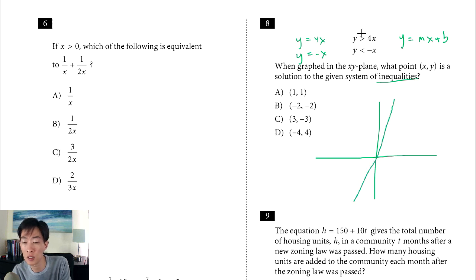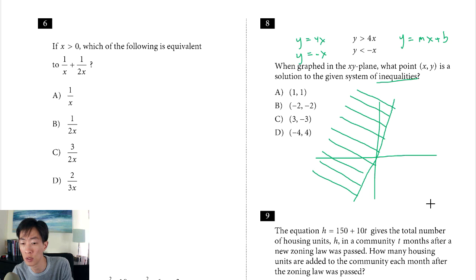Now here's the key. Since y is greater than 4x, we want to go in the upward direction. So the solution set to that inequality is going to be on this side because it says greater. Now let's do the same thing with the second equation. y equals -x. We know that this goes through the origin as well with a slope of -1. So it's going to look something like this.